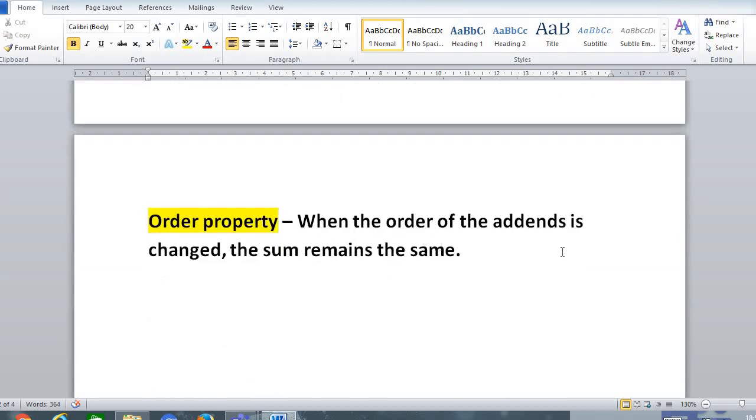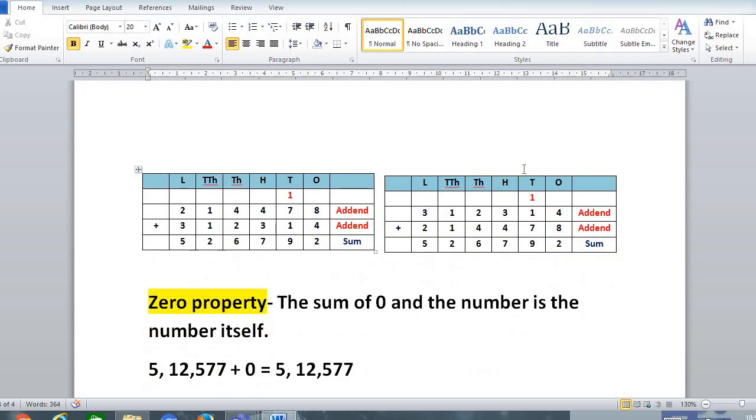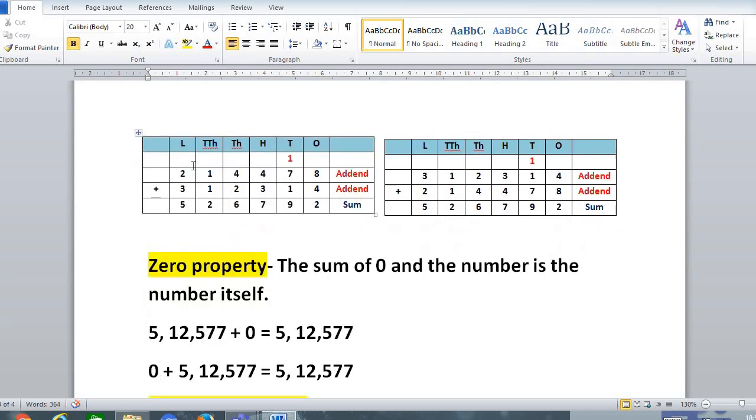When the order of the addends is changed, the sum remains the same. Look at these two examples here. Here look at the first addend. It is 2,14,478, and the second addend, that is 3,12,340. Their result, the sum, is 5,26,792. Now look at this example here. Here I have changed the order. I have taken the second addend as the first addend.